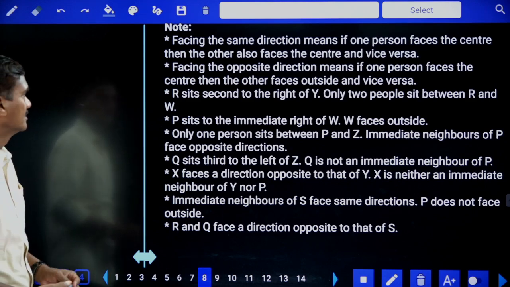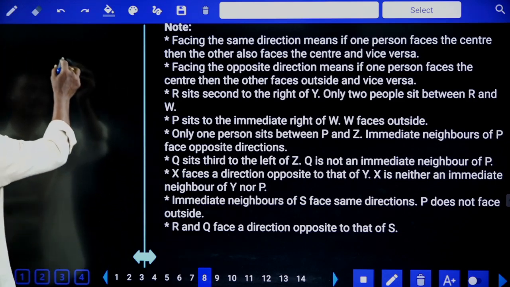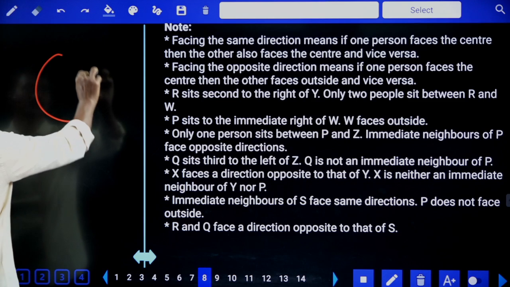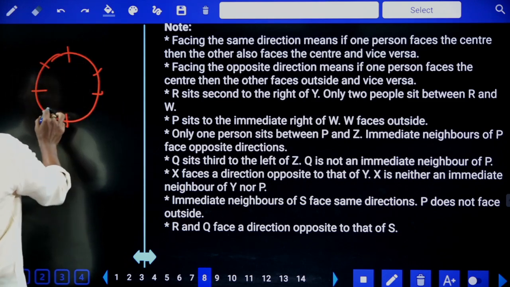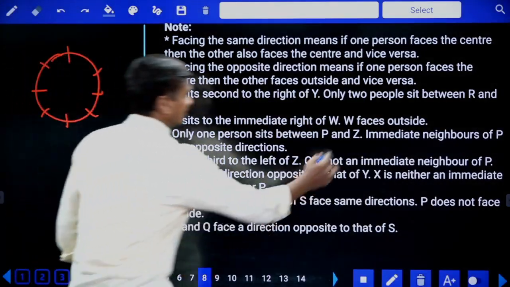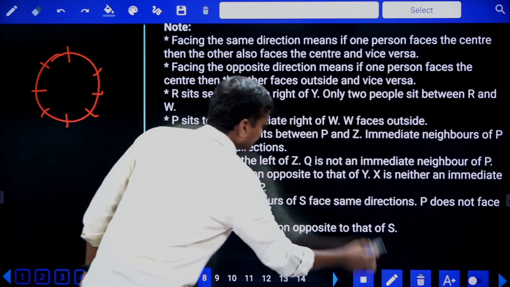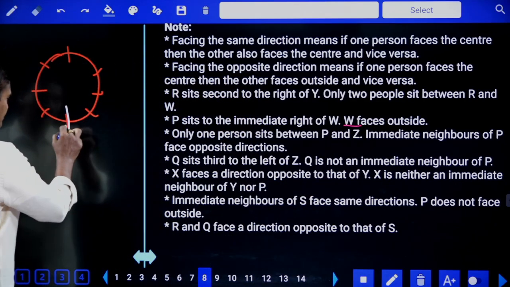So time is up. Then 1.5 minutes. Now some of them are facing towards the center and some of them are away from the center. Now how many persons were there? 8 persons. 1, 2, 3, 4, 5, 6, 7, 8. Now in this one, what is the first information we have? W faces outside. W faces outside is clearly given. Isn't it? Definite information given. Hence W outside.